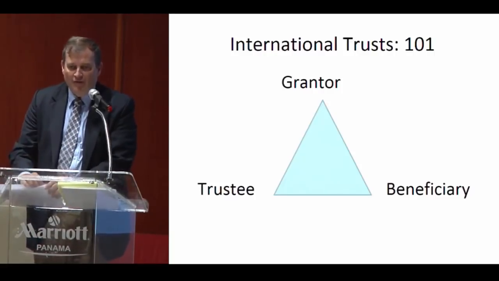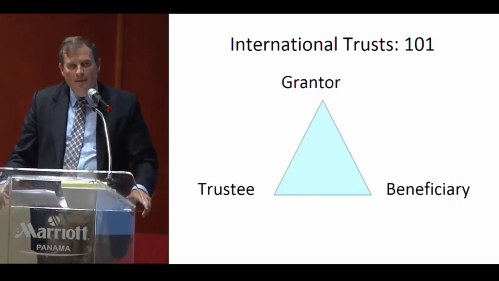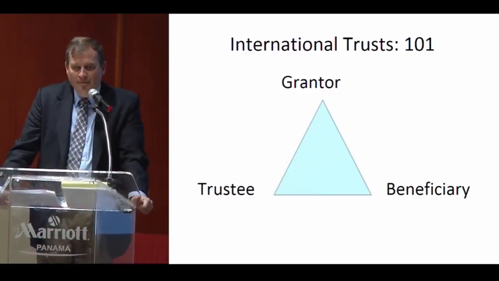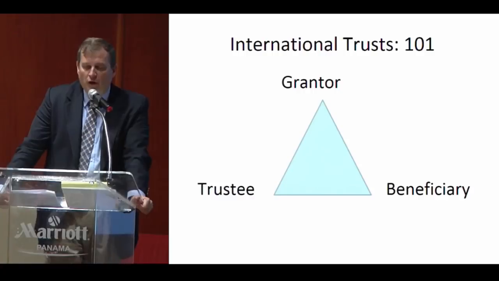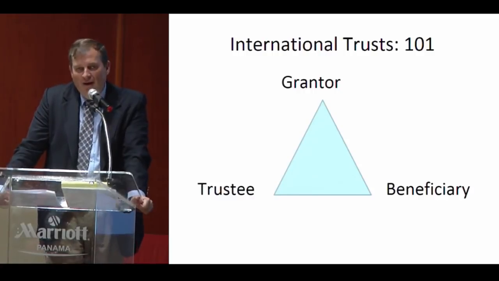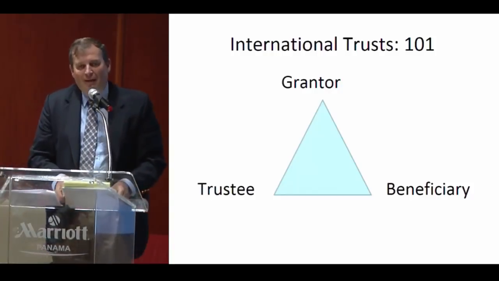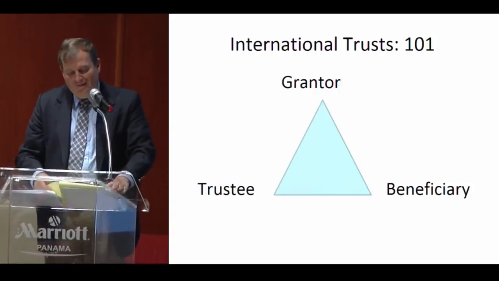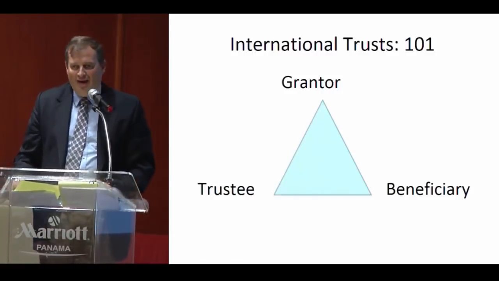With a trust, you have at the top of the triangle, you see the grantor. So that's the person putting the asset into the trust. And then below the grantor, you have two parties. You have the trustee and you have the beneficiary. Now, the trustee takes the legal ownership of the asset, and the beneficiary takes the beneficial use of the asset.